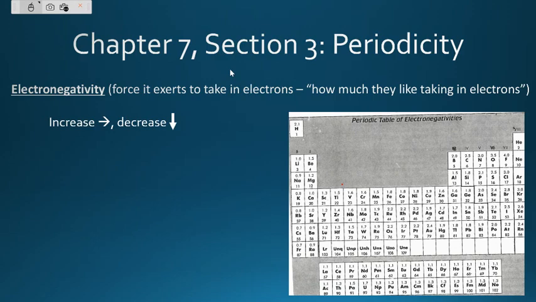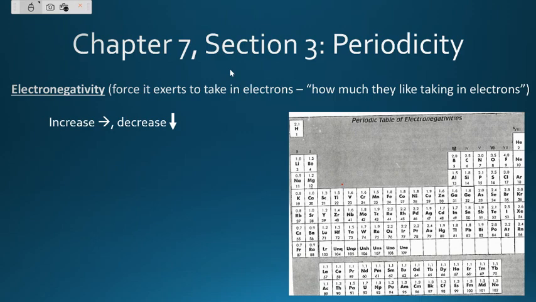And if you remember from previous lectures, we use that to figure out polarities as well, the electronegativity difference and so on. So the idea is how much they like to take them in, the attractive force to take in electrons, and it follows the same trend that we found with ionization energy. So as we go to the right, that force will be increasing, and as we go down, it decreases.